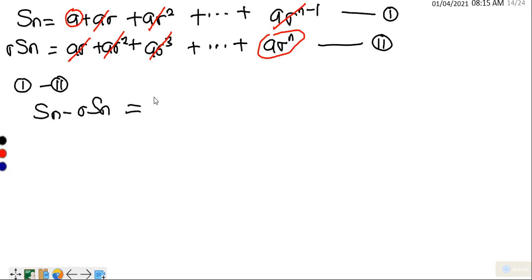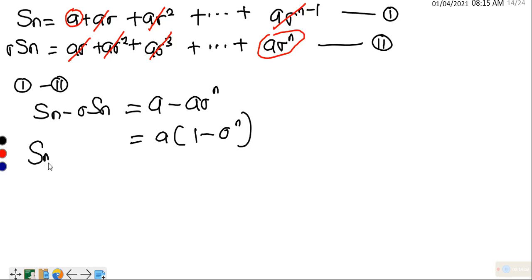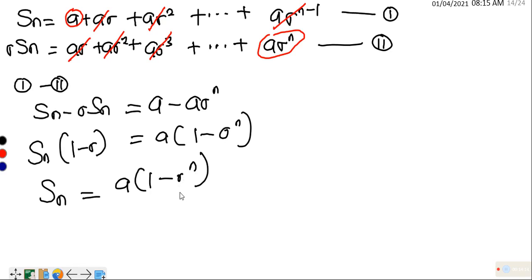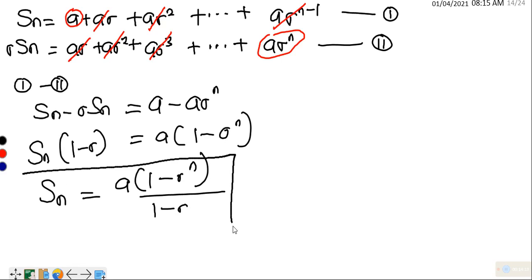So bringing that together, we have a minus ar raised to power n, which is also a into 1 minus r raised to power n. So that means our Sn into 1 minus r equals to this. Dividing both sides by 1 minus r, we have Sn equals a into 1 minus r raised to power n over 1 minus r, and this is the formula.